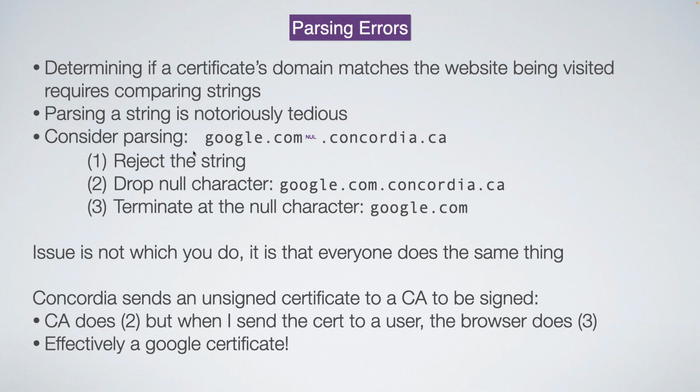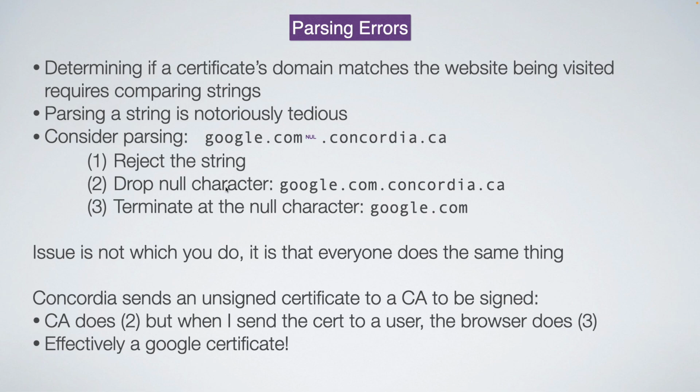You have a certificate specifically for google.com.null.concordia.ca. And you can give that to any user. And if you find a user whose browser is going to null terminate this, that user is going to think you just gave them a Google certificate. And it has your key in it. So then you could use that to man in the middle their attacks. So the problem is when the CA does 2 and the browser does 3. You could flip it as well. In this case, you would flip the order of these, but you could do it in reverse if the CA was going to terminate the null character and the browser was going to drop the null character.